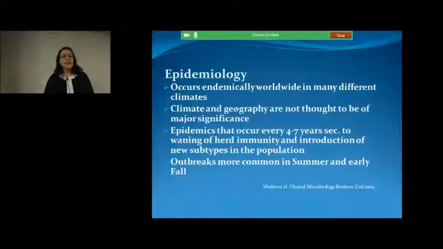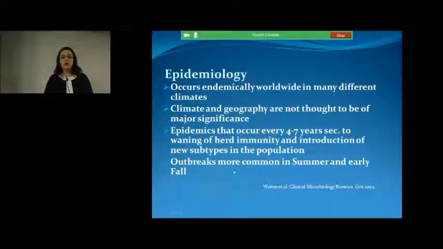So Mycoplasma pneumoniae infection occurs endemically worldwide in many different climes. Climate and geography are not thought to be of major significance. Epidemics usually occur every 4 to 7 years, and they are thought to be related to the waning of herd immunity and introduction of new subtypes of Mycoplasma in the population.